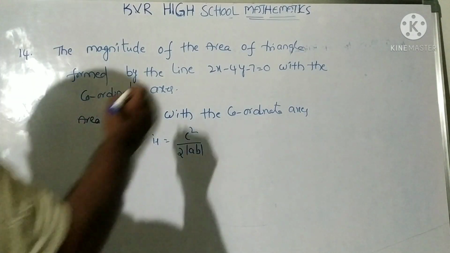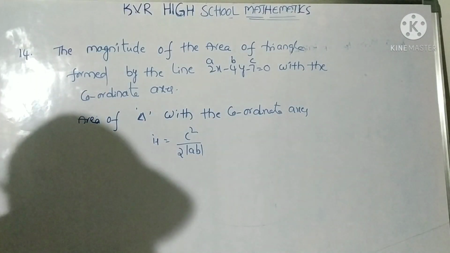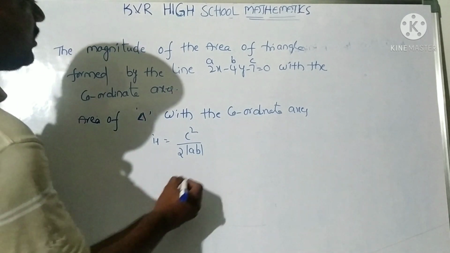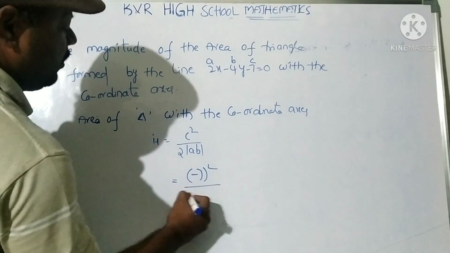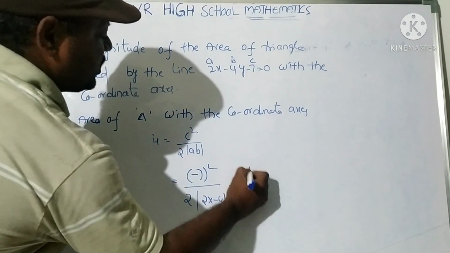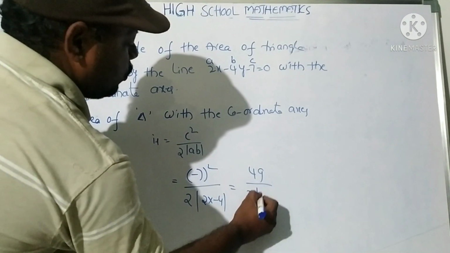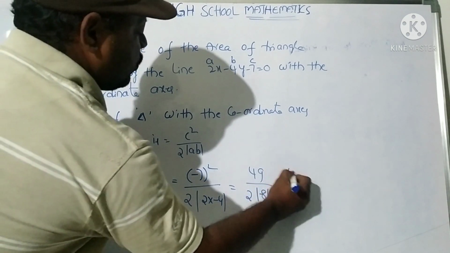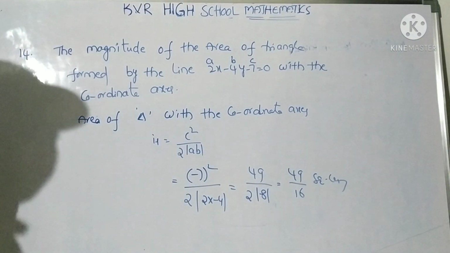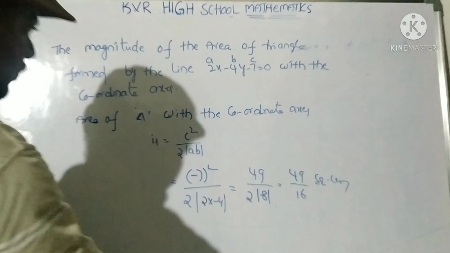So what is the a value? a value is 2, b value is minus 4, c value is minus 7, because the given equation is already in standard form. So directly apply here. c square means minus 7 whole square by 2 into modulus of 2 into minus 4. Minus 7 square means 49, so 49 by 2 into modulus of minus 8, so 49 by 16 square units. That is the area of the triangle with the coordinate axes, c square by 2 mod ab.